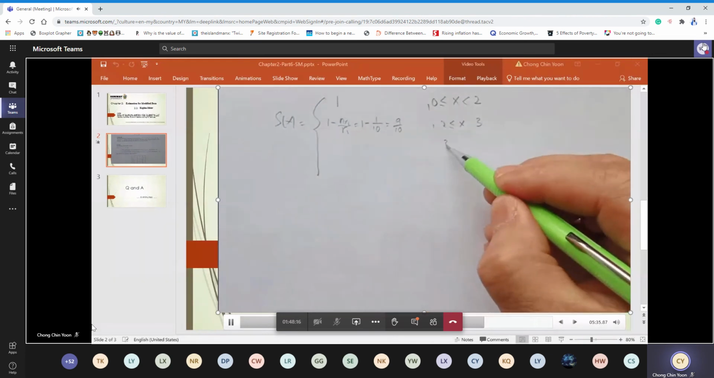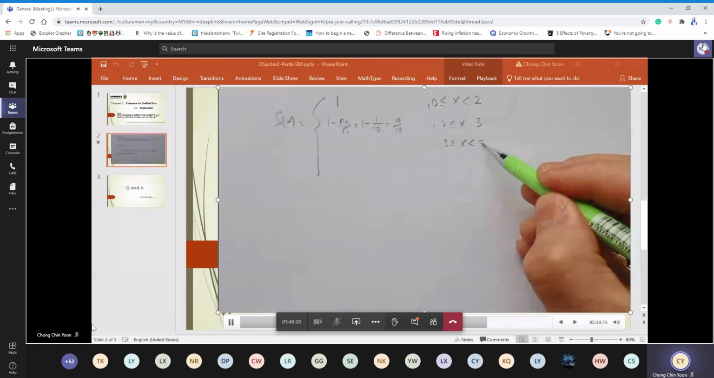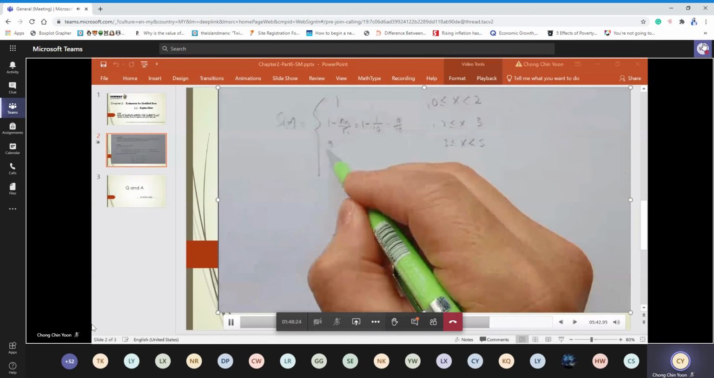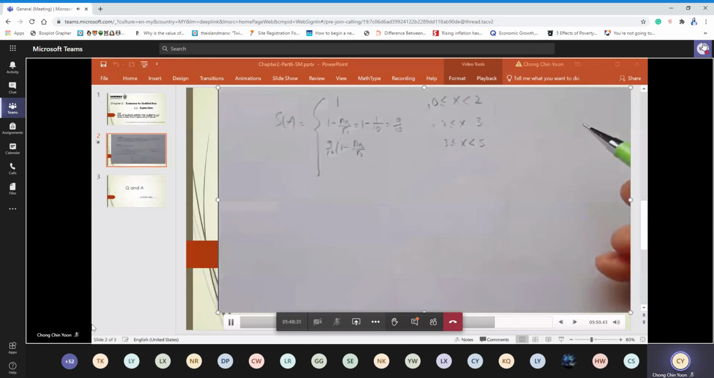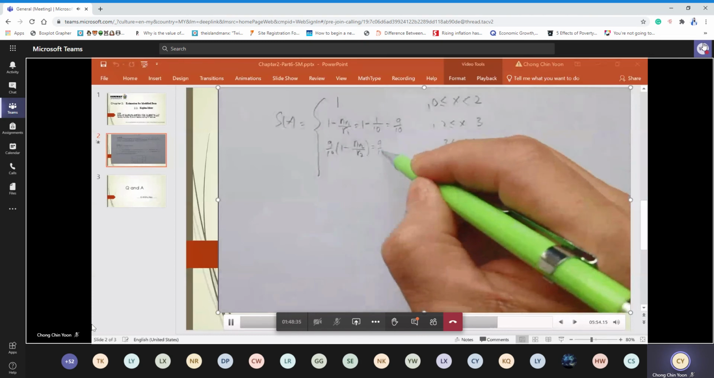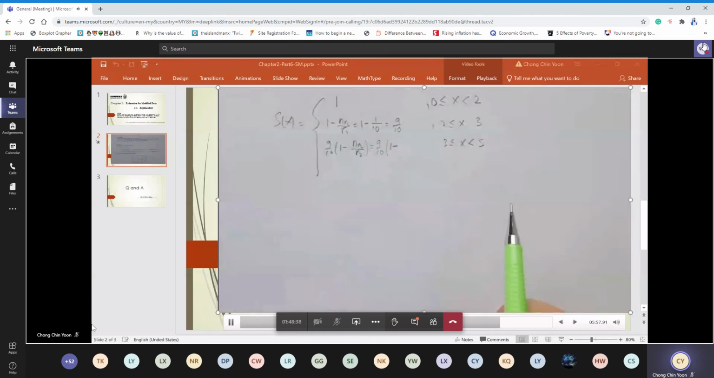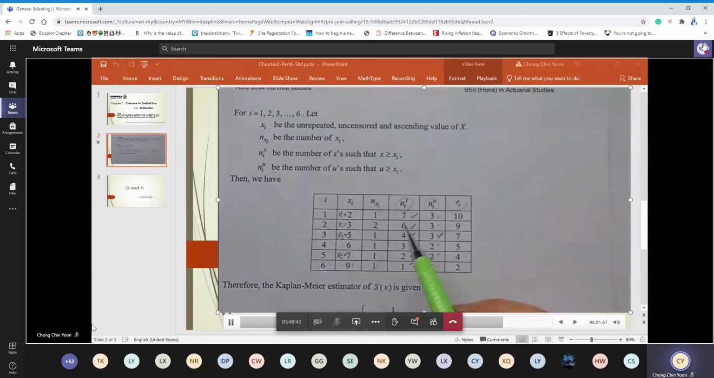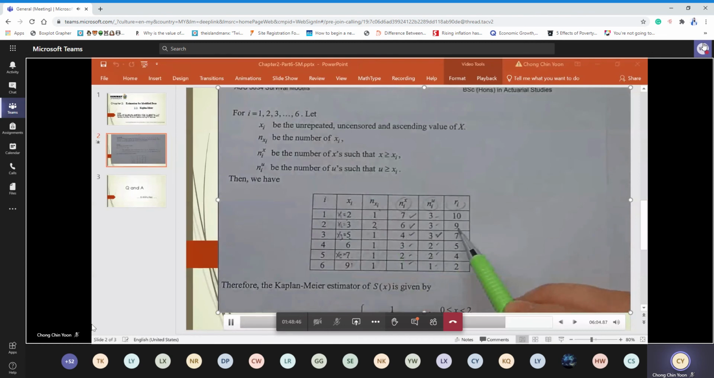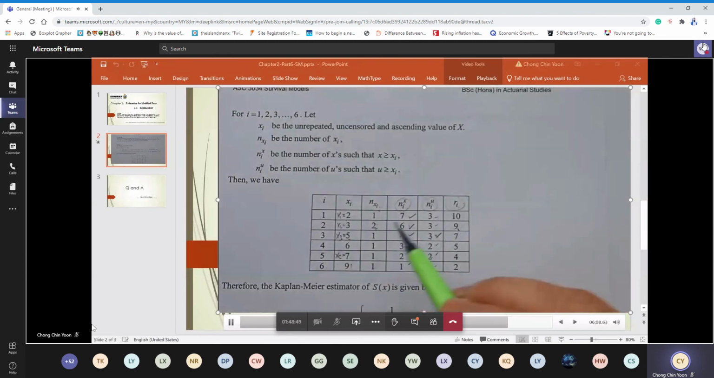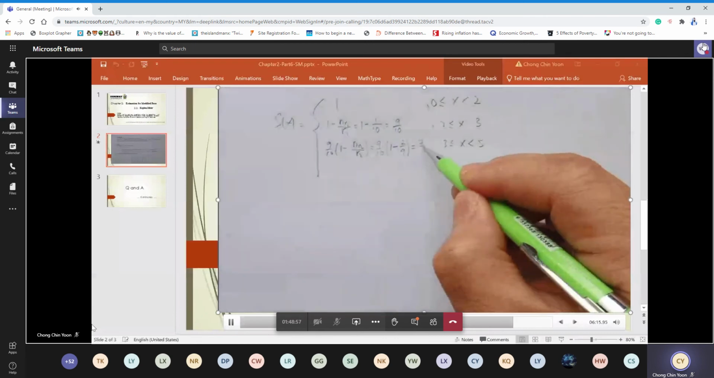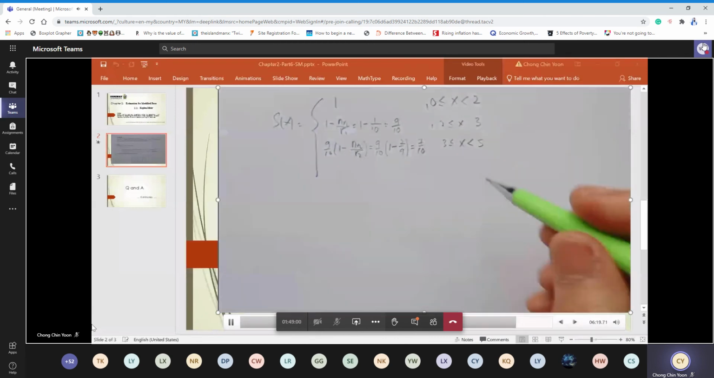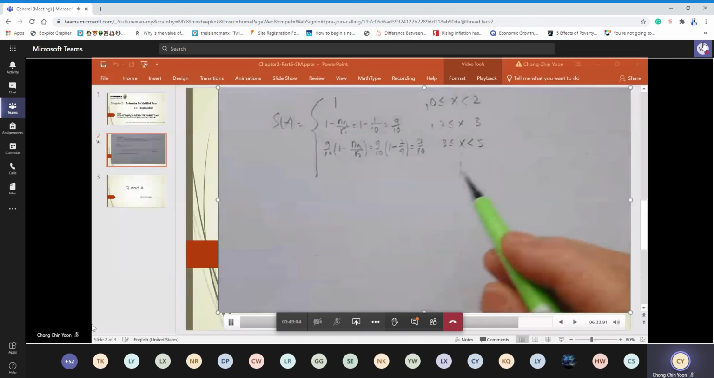For the third interval, between 3 and 5, you take this result times 1 minus n_x2 divided by R2. Our n_x2 here is 2 and R2 is 9, so it becomes 1 minus 2/9. So you will have 7/10. And for the rest you will get the answer, which becomes this result.